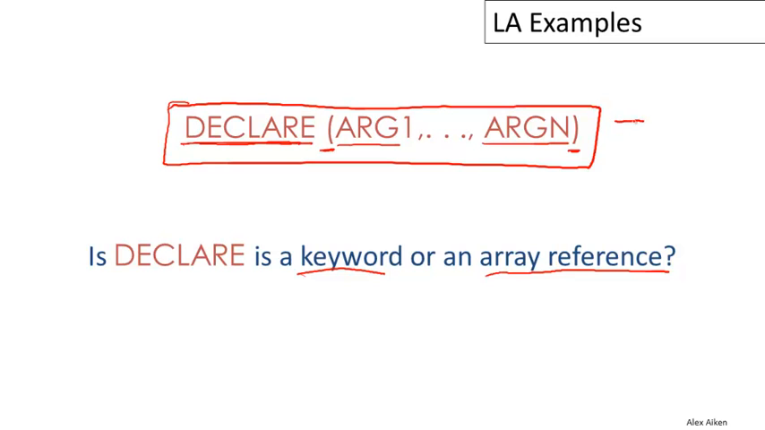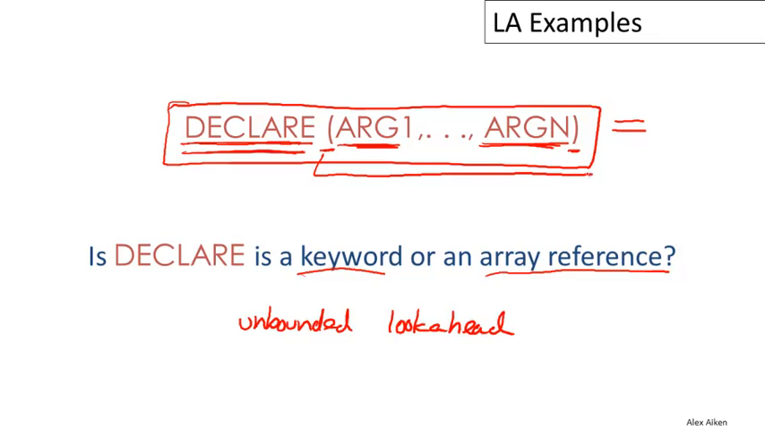It might depend on, for example, whether there was an equal sign here, in which case this would be interpreted as an assignment, and declare would be the name of an array. And the interesting thing about this example is that because the number of arguments in here is unbounded, there could be n of them for any n, this requires unbounded look-ahead. Okay, so to implement this properly, as you're scanning left to right, to decide whether declare, again, is a keyword or an array reference, we would have to scan beyond this entire argument list to see what came next.